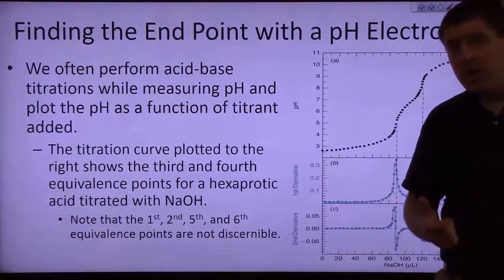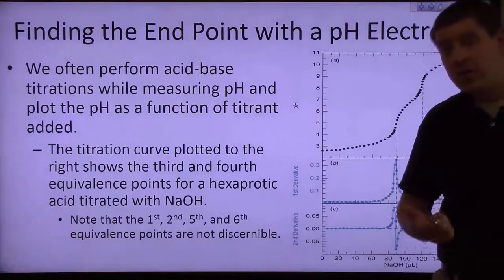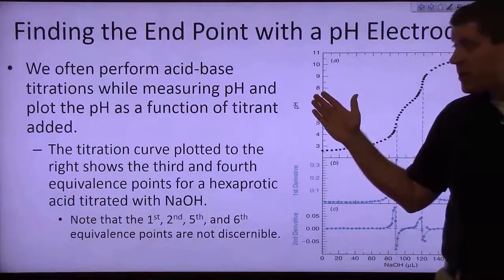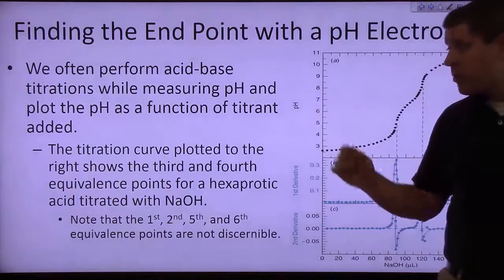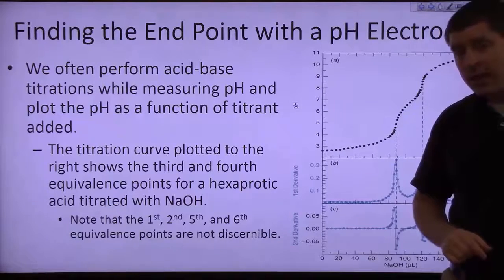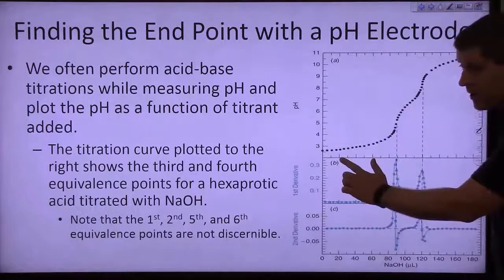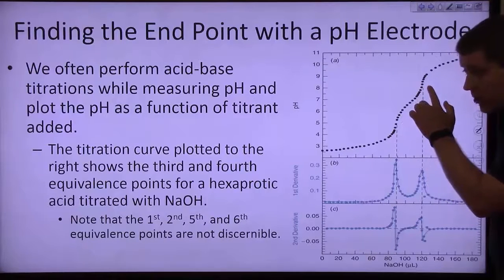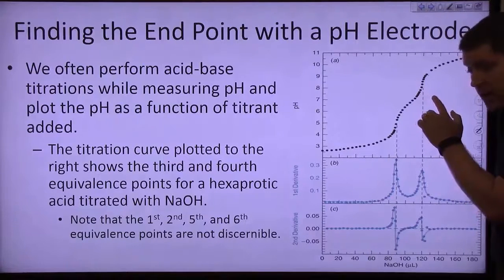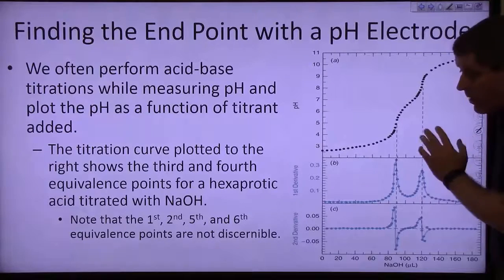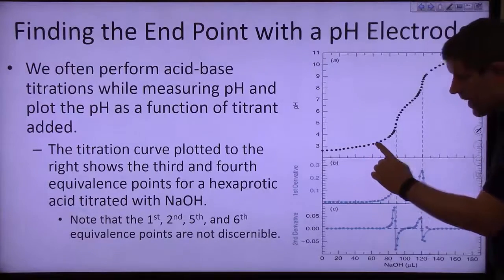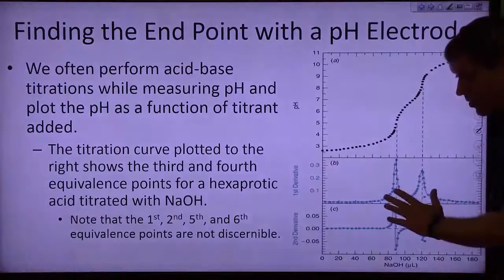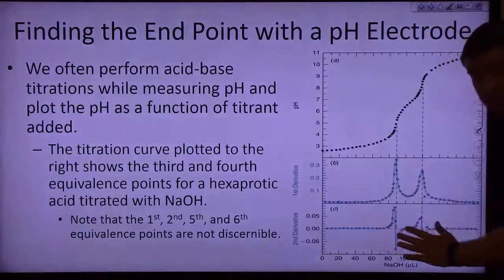Now instead of using an acid-base indicator, or in addition to using an acid-base indicator, often we will perform acid-base titrations while measuring the pH and plot the pH as a function of titrant added. So over here we've plotted the titration curve, and this shows the third and the fourth equivalence points for a hexaprotic acid titrated with sodium hydroxide. Now note here that our first and second and our fifth and sixth equivalence points are not discernible, even when we look at the first derivative and the second derivative.